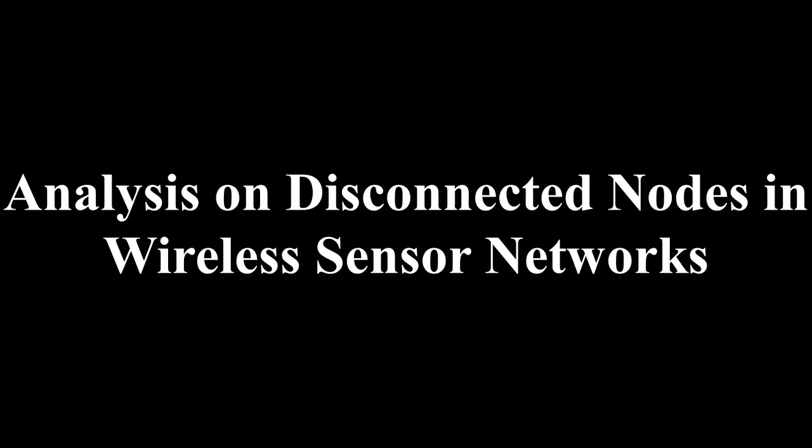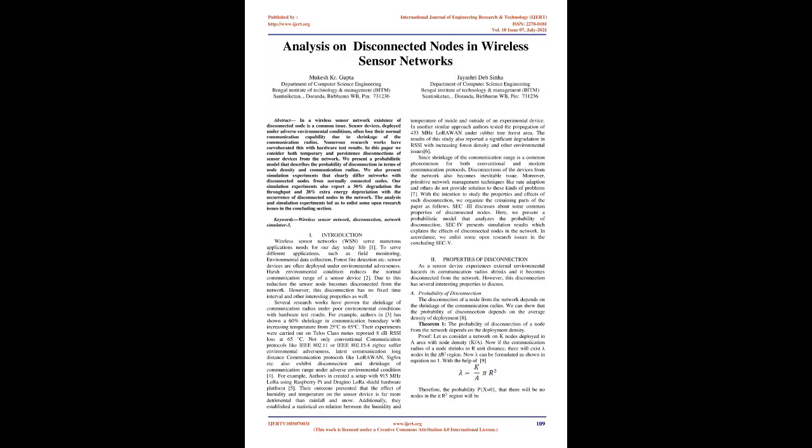Analysis on disconnected nodes in wireless sensor networks. Abstract: In a wireless sensor network, the existence of disconnected nodes is a common issue. Sensor devices, deployed under adverse environmental conditions, often lose their normal communication capability due to shrinkage of the communication radius. Numerous research works have corroborated this with hardware test results.